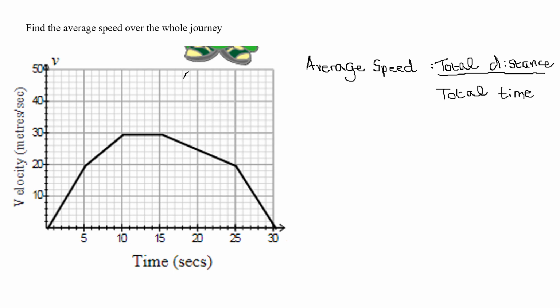Okay, so we worked out our total distance in the last question. That was 625 meters. We also know that the total time taken is 30 seconds. And if I divide 625 by 30 seconds, that will give me 20.8 meters per second to 3 significant figures. So the average speed over the whole journey is 20.8 meters per second.